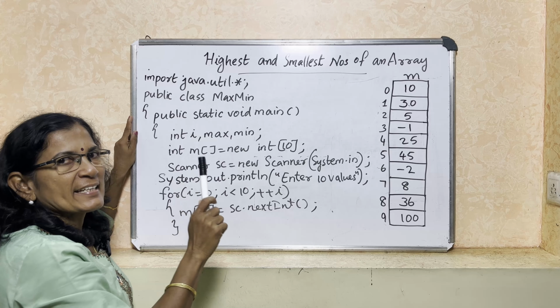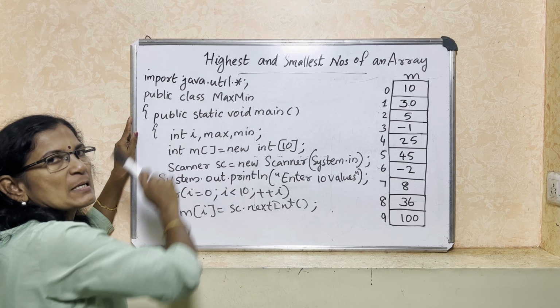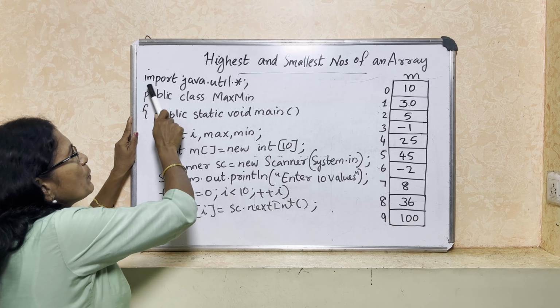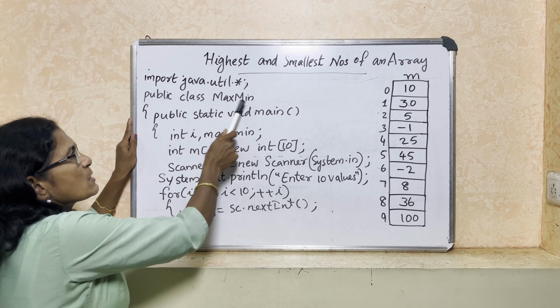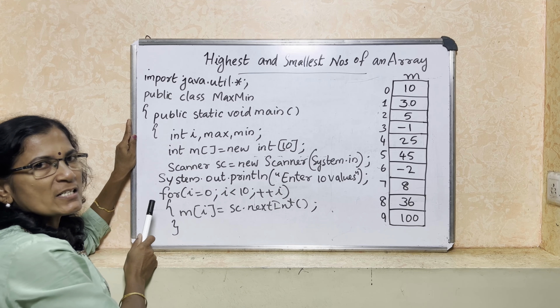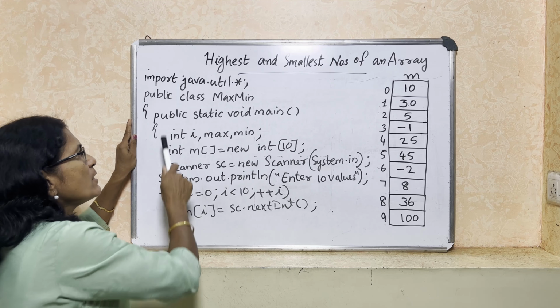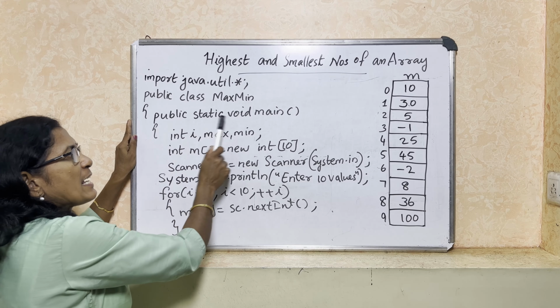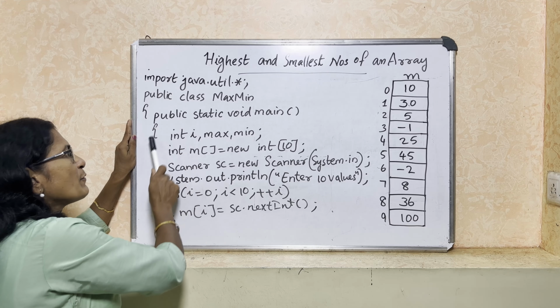As we have to use scanner class in our program, we have opened Java's utility package in our program. Import java.util.*. Public class maxmin, a meaningful name is given to the class. Body of the class is opened. Executable commands in Java are written inside methods. So we have opened a method, public static void main. Any name can be given for the method. Body of the method is opened.